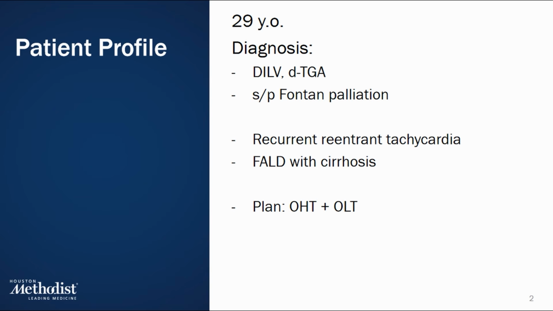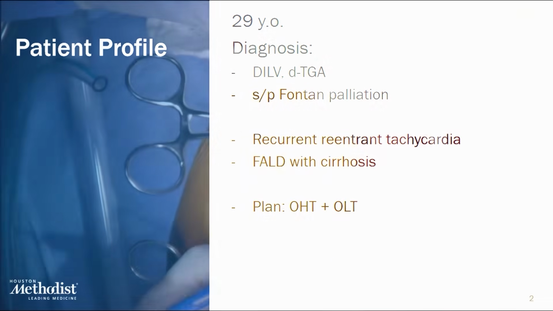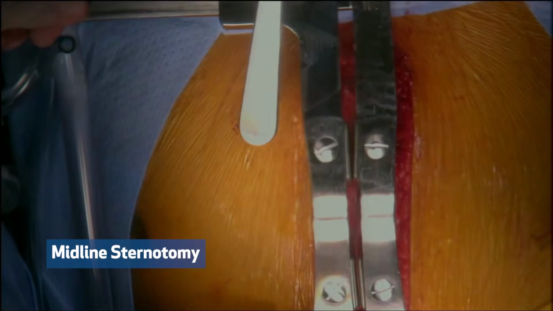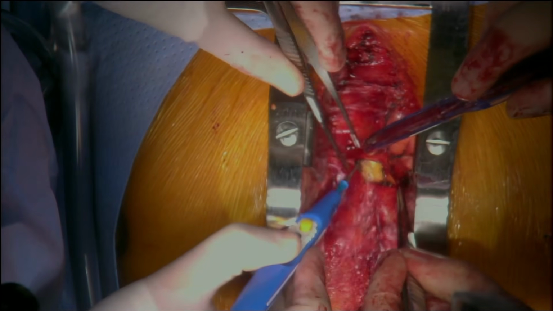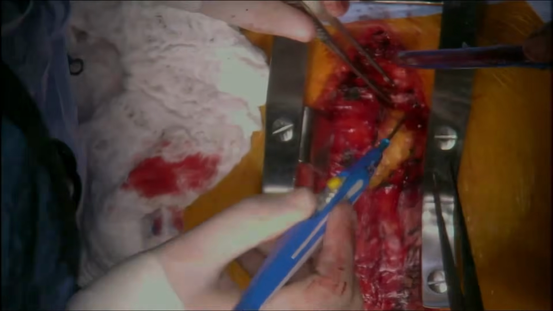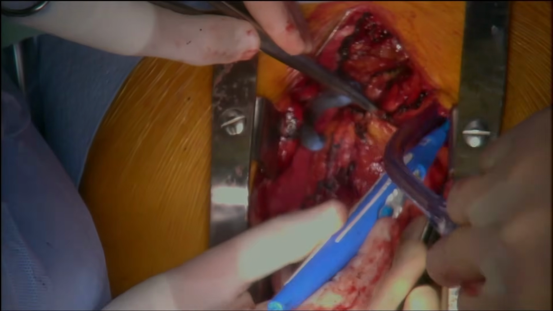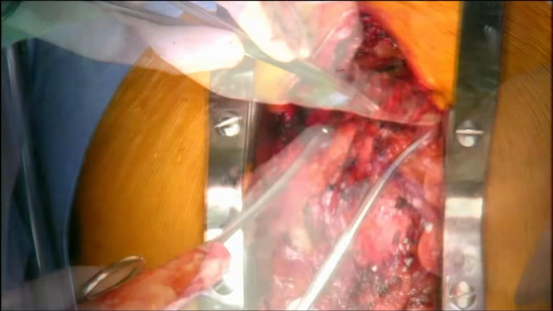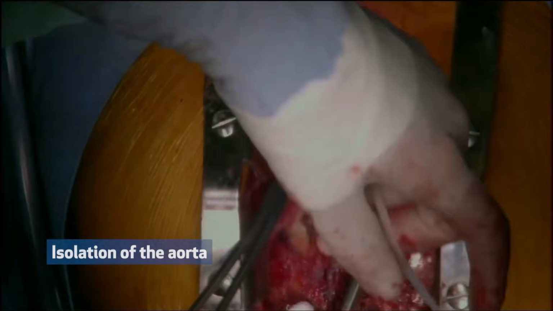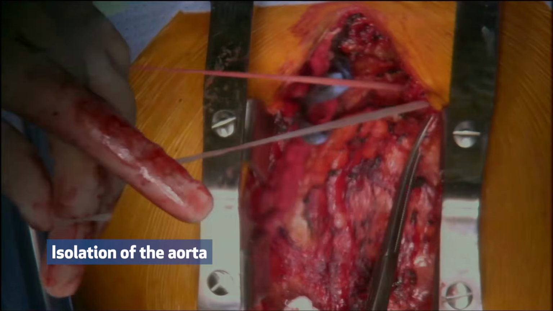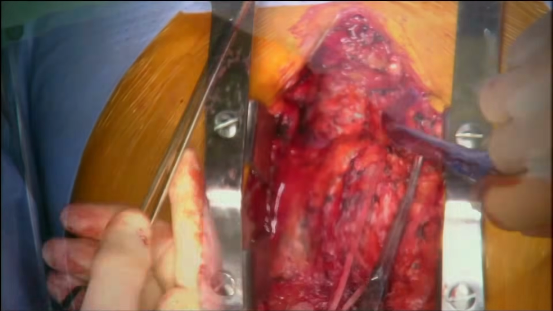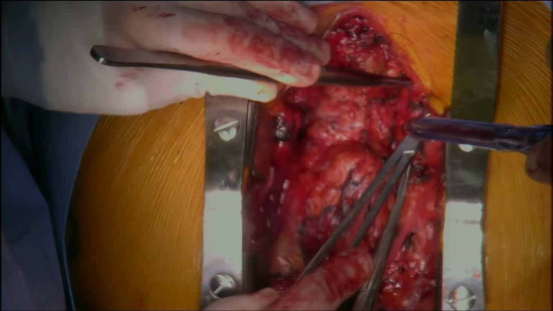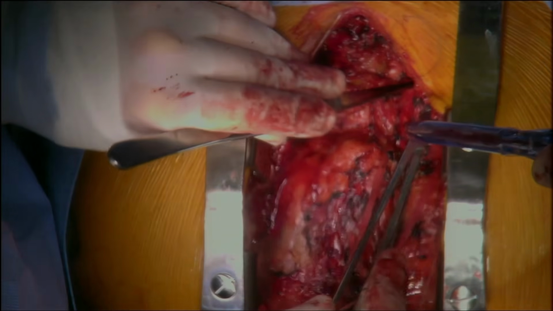We are presenting the case of a 29 years old man with a complex congenital heart disease who underwent a previous Fontan palliation. The heart was dissected free from many dense adhesions. The aorta was then isolated and an umbilical tape was passed around. As you can appreciate, the aorta is on the left, and in the middle you can see the pulmonary artery.